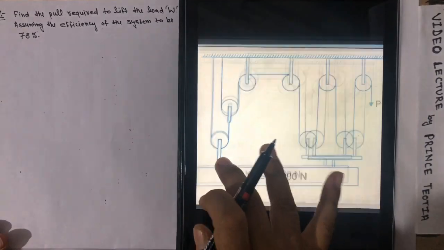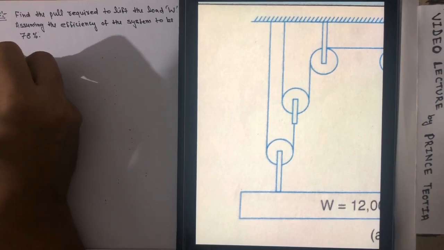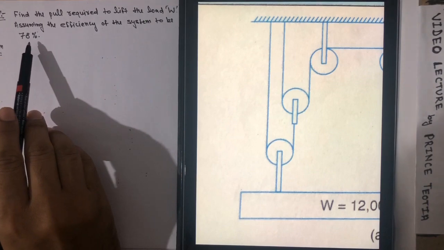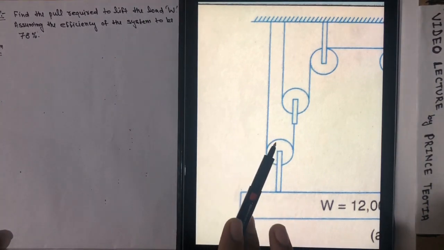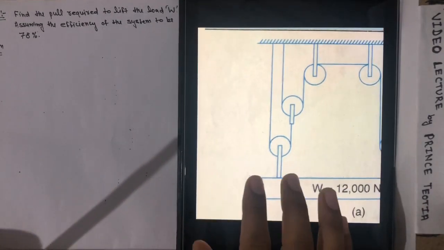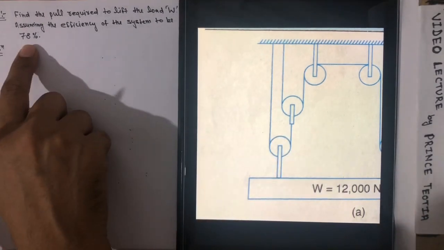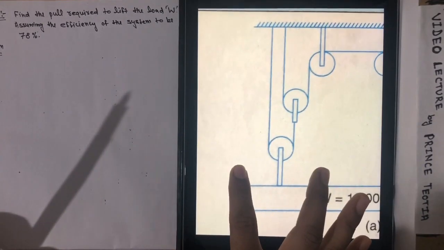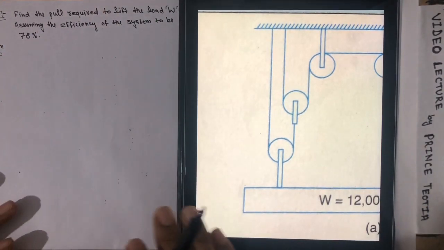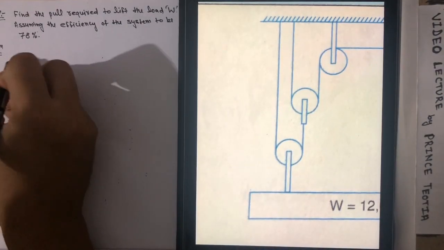First assume this one, the first order pulley system. And one more thing, the efficiency is given, which means this is not the ideal system, but earlier whatever relations we found out are valid only for the ideal system. So this is the real system because the efficiency is given. First we are going to find out for the ideal system, then we will convert it for the real system. So, first order pulley system.